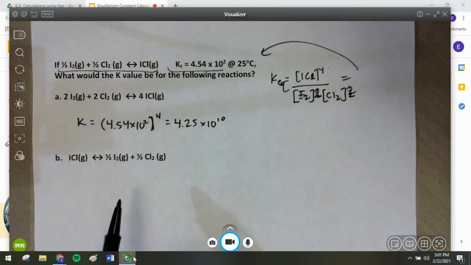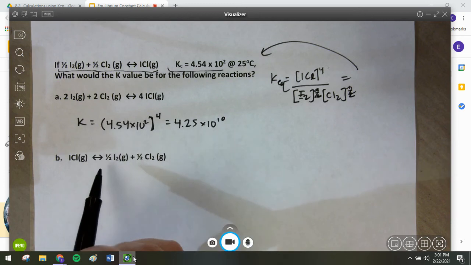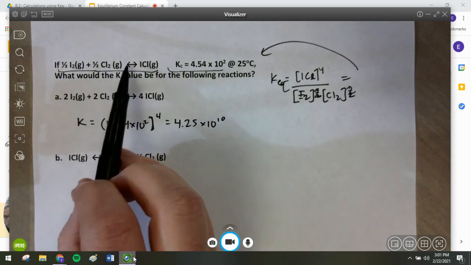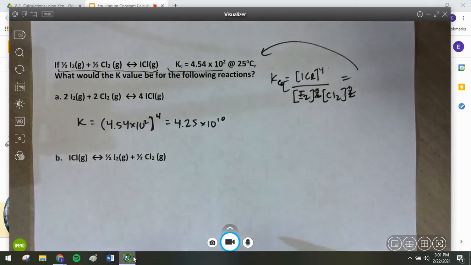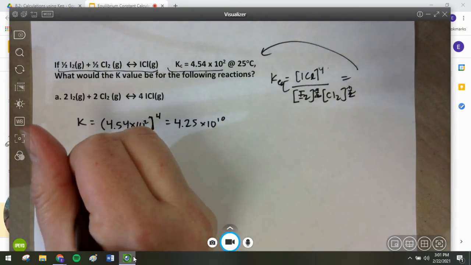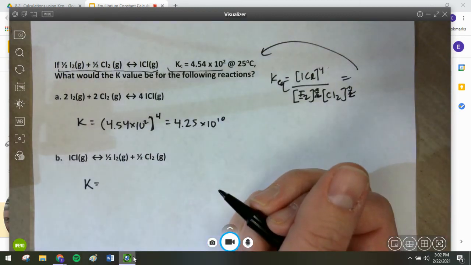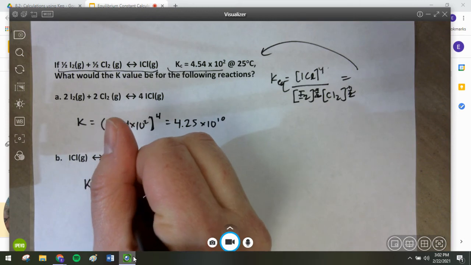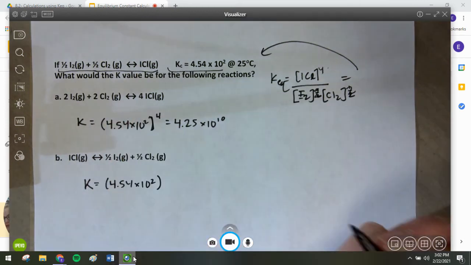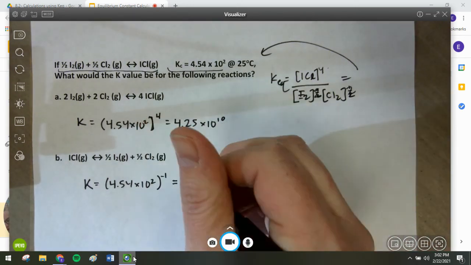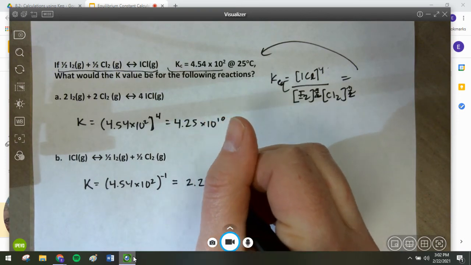So I want to see if you can figure out what we've got to do with this one here. Okay, compared to our original, if you look in this case, it is the reverse reaction. So this is our forward reaction right now, and now we're looking at our reverse reaction. So if we have a reaction that's flipped, then we are going to take that to the -1 power, or the inverse or reciprocal or whatever you want to say. So my K value for this process is going to be that 4.54 times 10 to the second value, but now I'm going to take that to the -1 power because I'm flipping it. So in this case, it is going to be 2.2 times 10 to the -3rd.